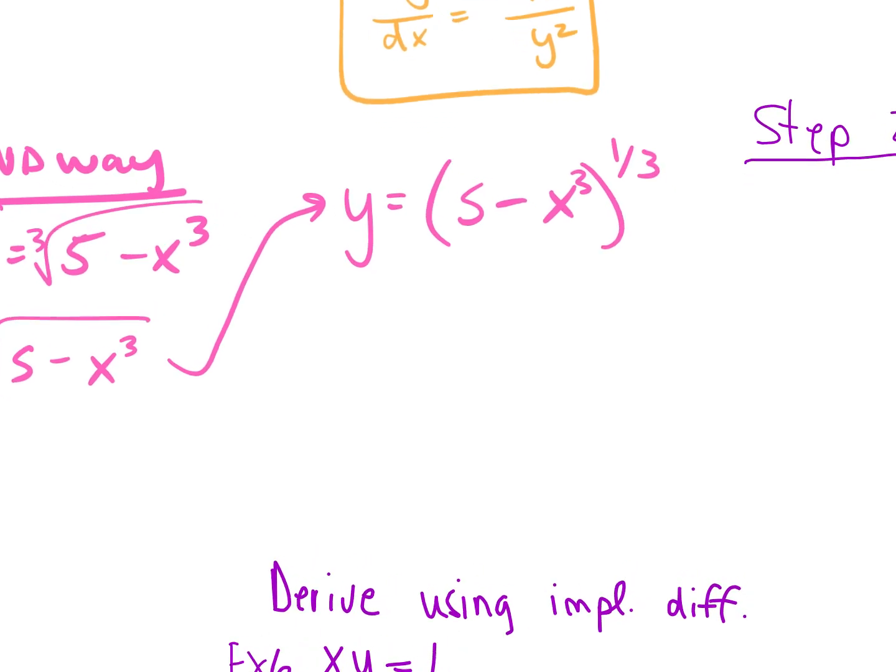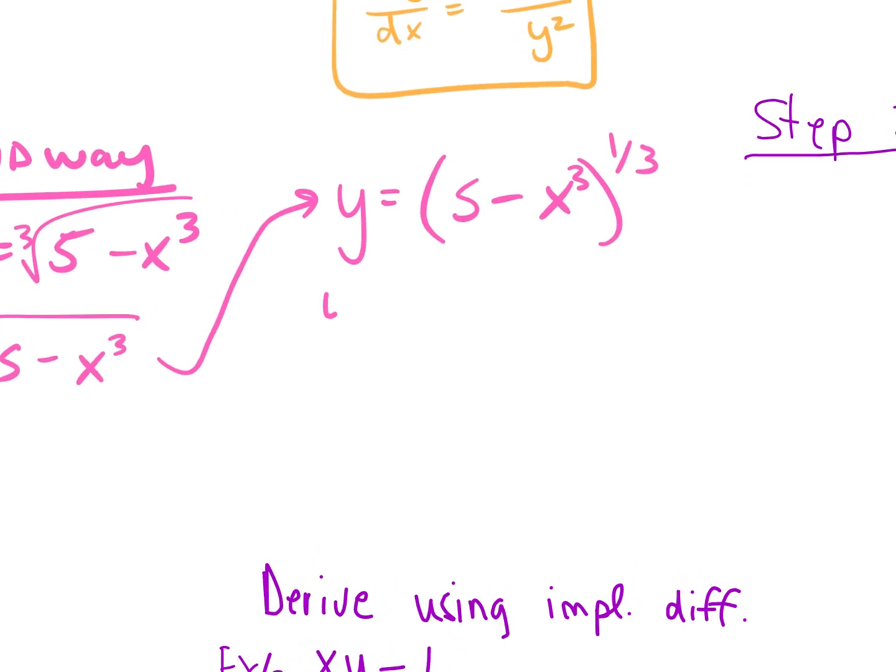We can take the derivative here using our chain rule. So our derivative would be 1/3. The inside stays the same, 5 minus x cubed. Subtract 1 from the exponent. So it'd be negative 2 over 3 as our exponent. Then we have to take the derivative of the inside. What's the derivative of 5 minus x cubed? So negative 3x squared.